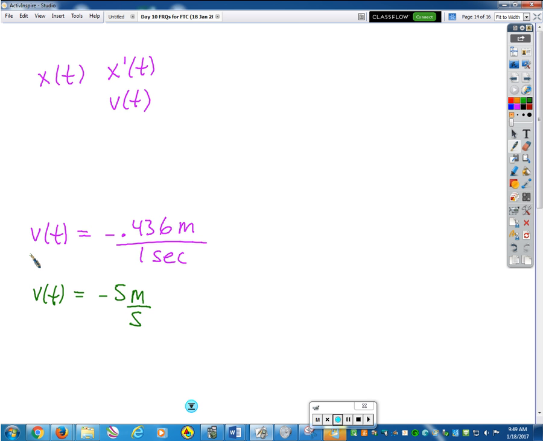So here we go, look. The velocity is this value, okay? But that's not really v of t in this problem. That was v of 2, correct? Because the velocity really isn't constant, so let's fix that. So this is really v of 2.